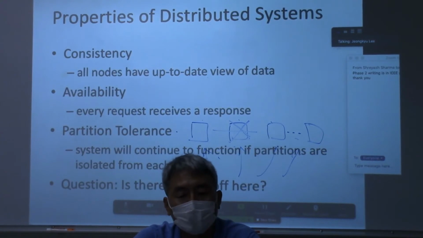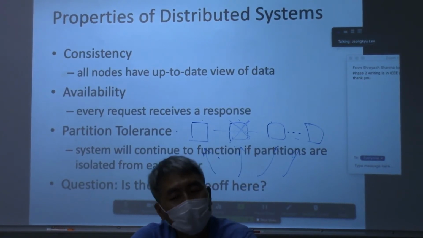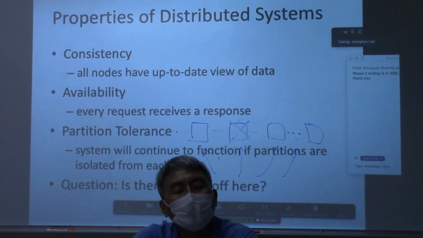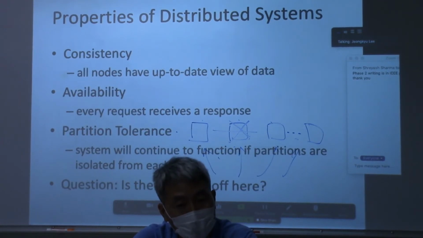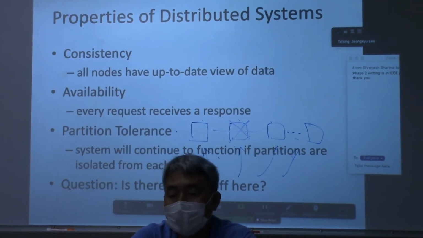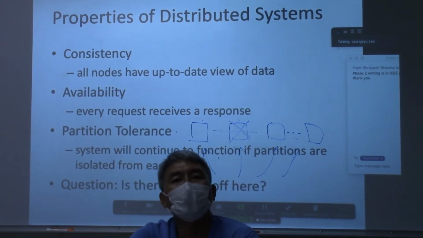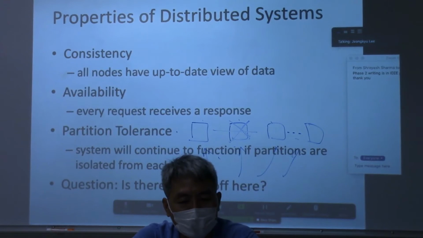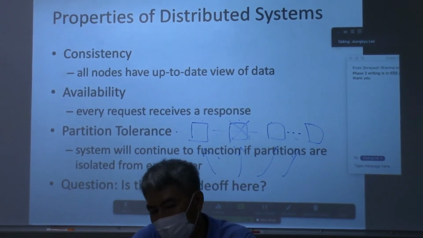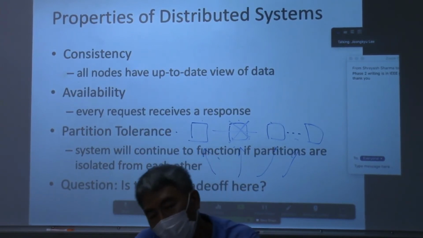Then think about it: can we have all three properties in our distributed system or NoSQL database? That's the question of today's lecture. Okay? Can we keep them or not? If not, what will be the solution?